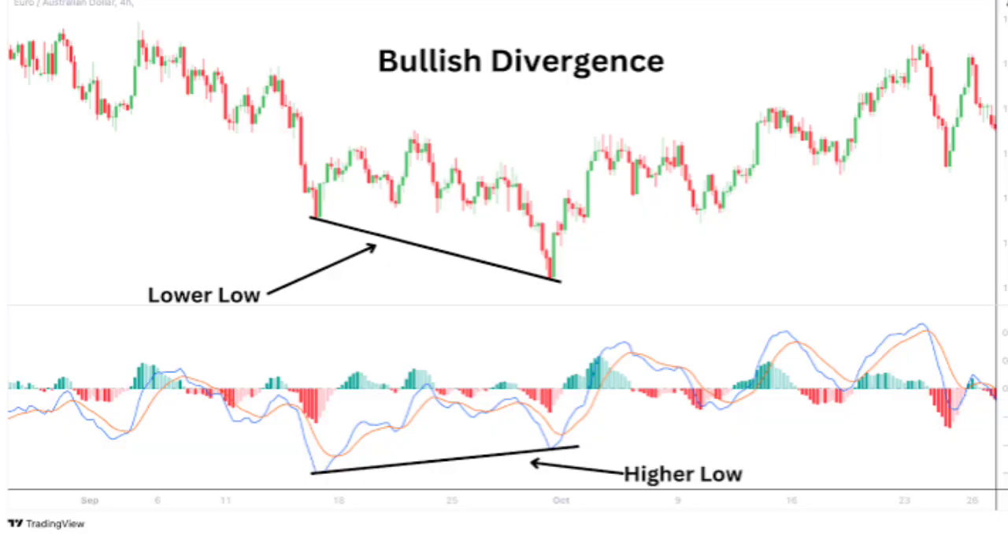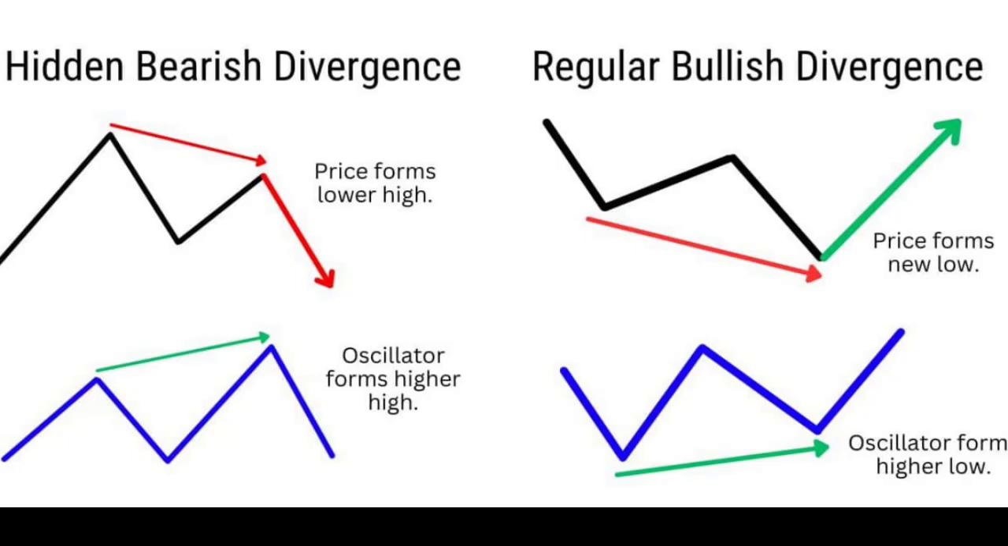Selling momentum is waning. Hidden bullish divergence, continuation. In an uptrend, price makes a higher low, but MACD makes a lower low. It signals the pullback is weak and the trend likely continues. This is an advanced, powerful signal.